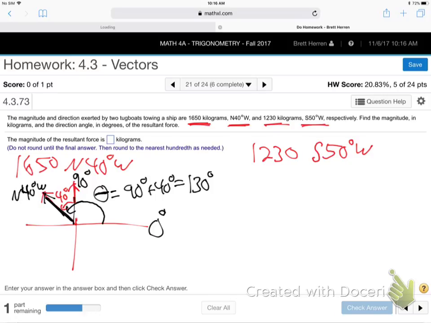Is that okay? Questions I can answer on that? Everybody see how I'm coming up with that 130? Because that's from 0. It's 90 straight up, and then 40 more. So 90 plus 40, 130. Okay, so now try to find the other one. Draw that one and find that one.